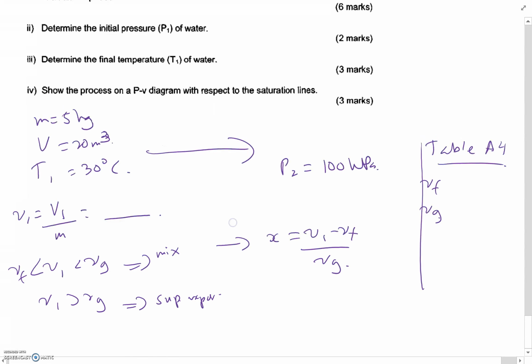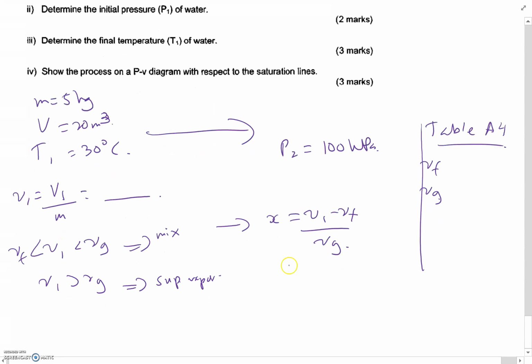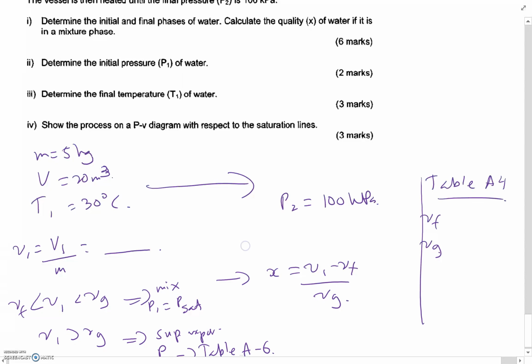Next, determine the initial pressure. If it's a mixture, P1 equals Psat. If it's superheated vapor, P1 you can get from table A6.